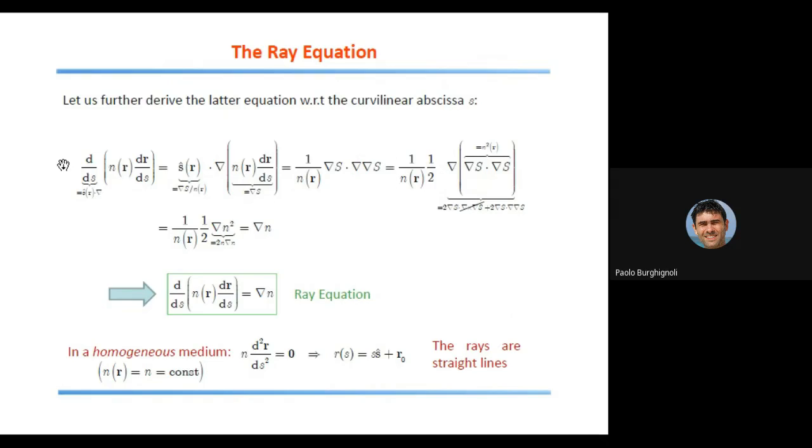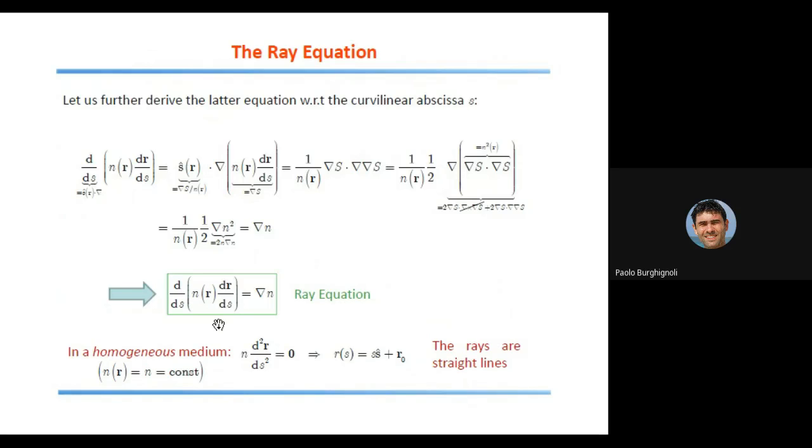So if you join the extreme left-hand side and the extreme right-hand side, what you get is a differential equation whose unknown is the position vector as a function of the curvilinear abscissa S. This is an ordinary differential equation, not a partial differential equation, which is known as the ray equation. It's a second-order ordinary differential equation, which is generally nonlinear because if you have a non-homogeneous medium, then you have this n function of the coordinates which enters inside this left-hand side.